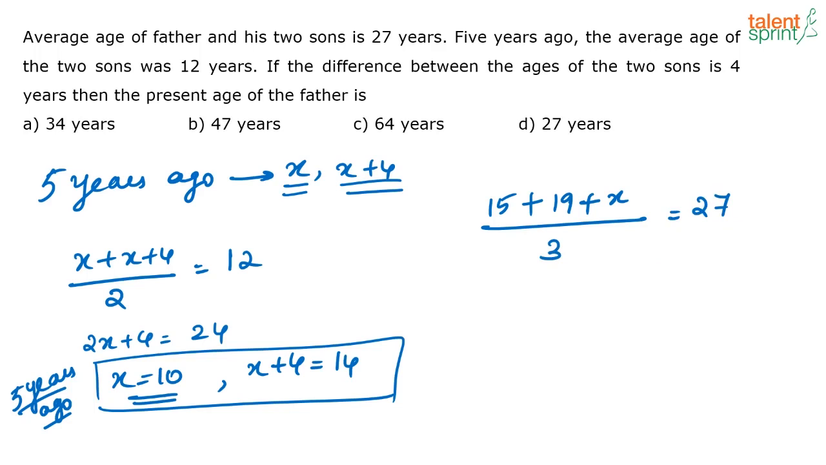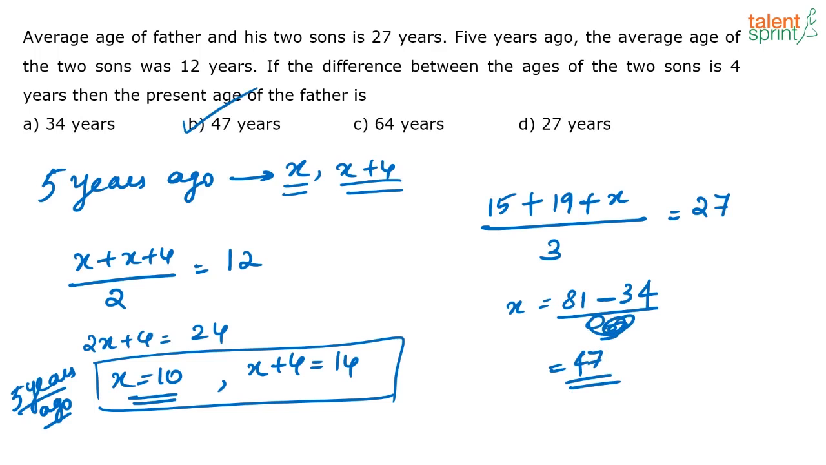Correct? So what do you get? You get x is equal to 27 into 3, that is 81, minus 15 plus 19. What is 15 plus 19? Correct? So when you solve this, you get 81 minus 34, that is 47. Yes, x is equal to 47. That is what you get. The correct answer here will be option B.